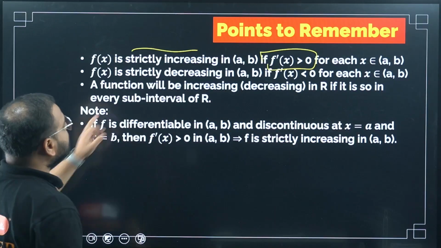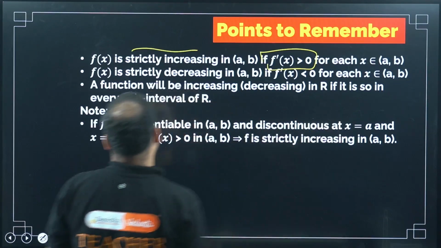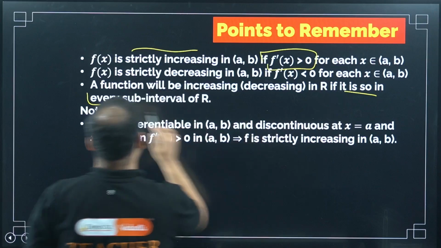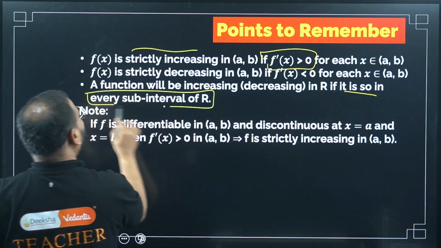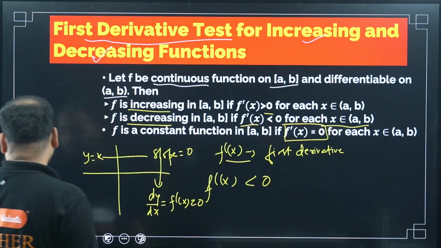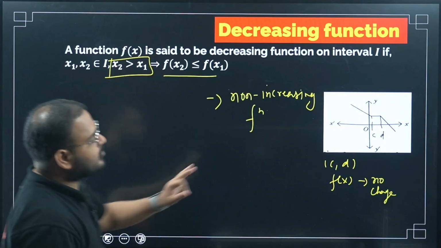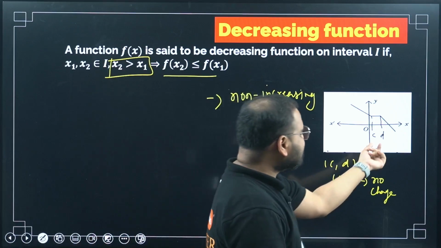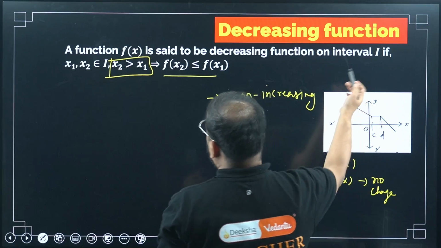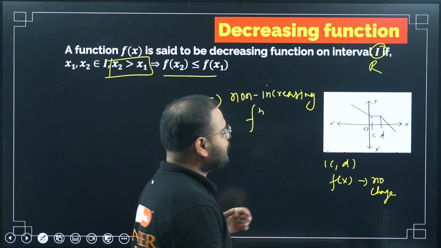A function can be called increasing or decreasing if this is true for every subinterval in R. What's the meaning of this? Think about it. Let's go back to the first slide and talk about the decreasing function. What is the actual interval in this case? The interval is I, the real numbers.